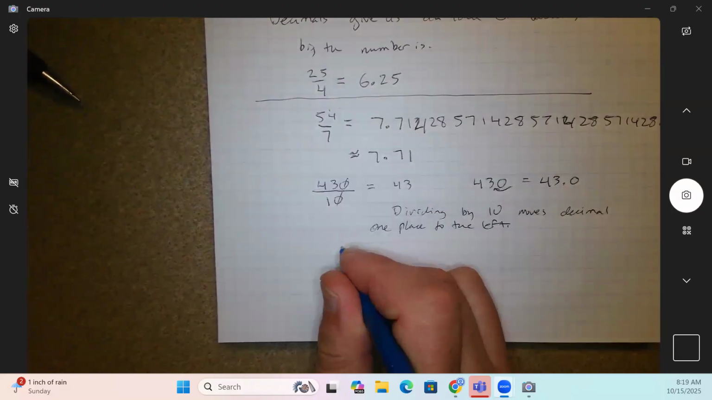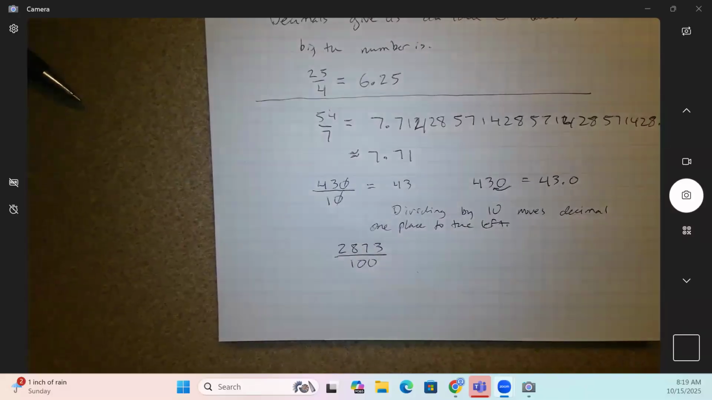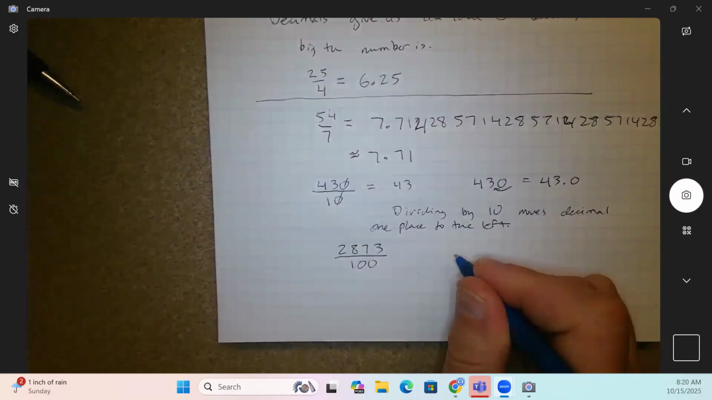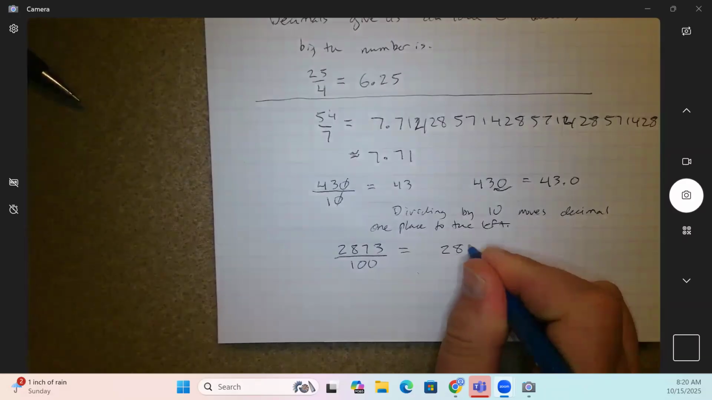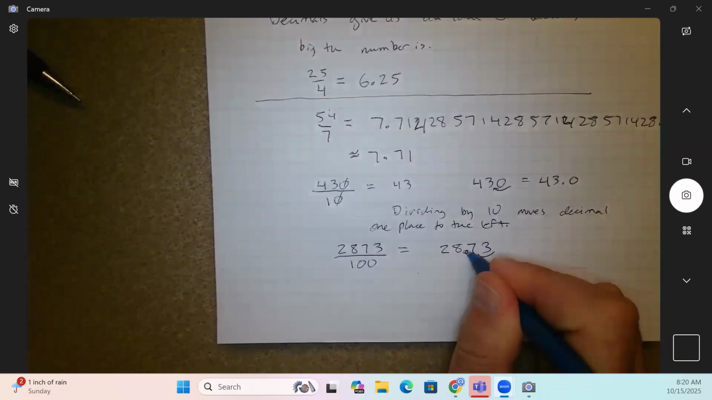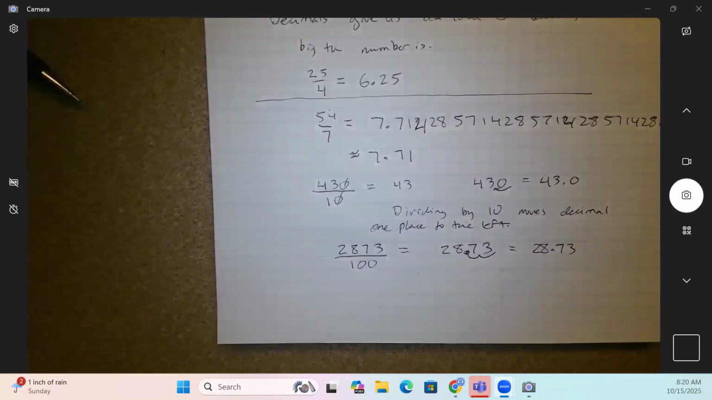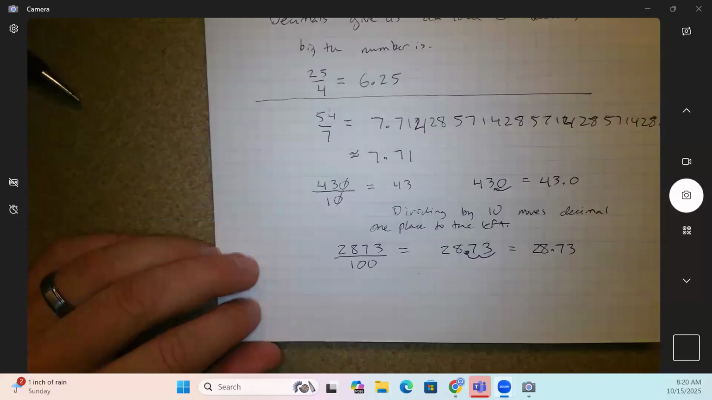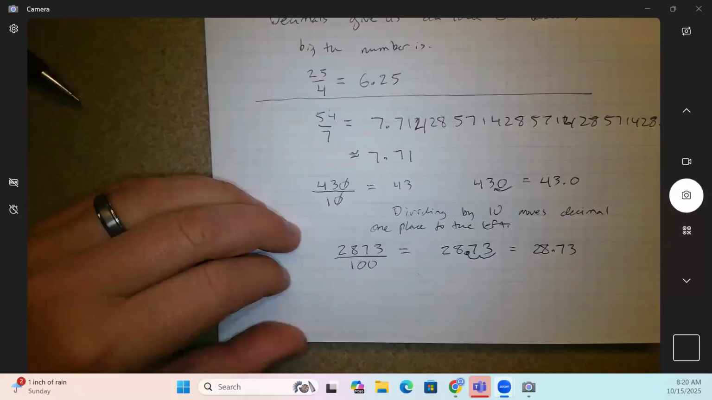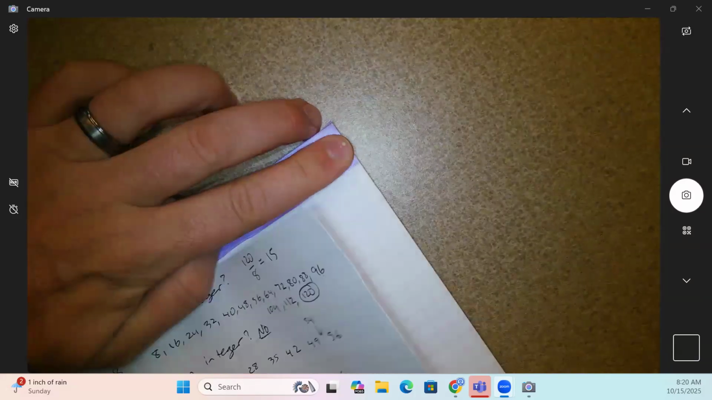And if I took 2,873 and I divide it by 100, two zeros means move the decimal place 2 places, and I get 28.73. Okay. Let's look at another example.